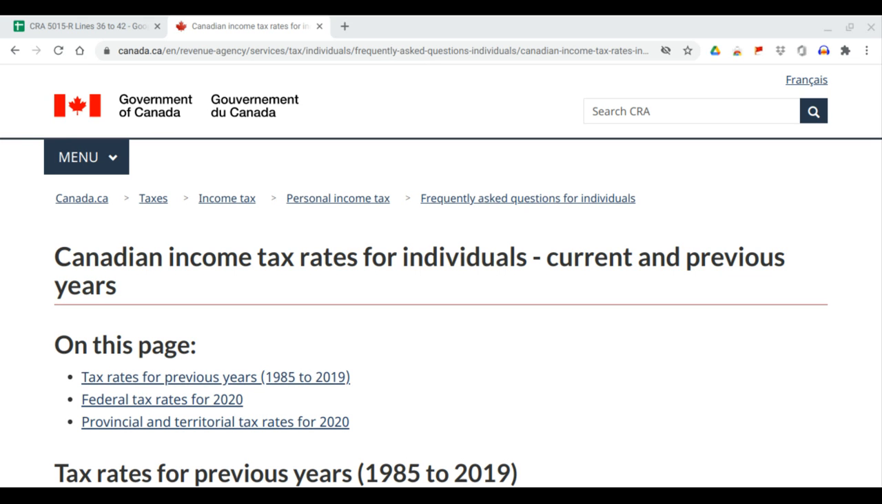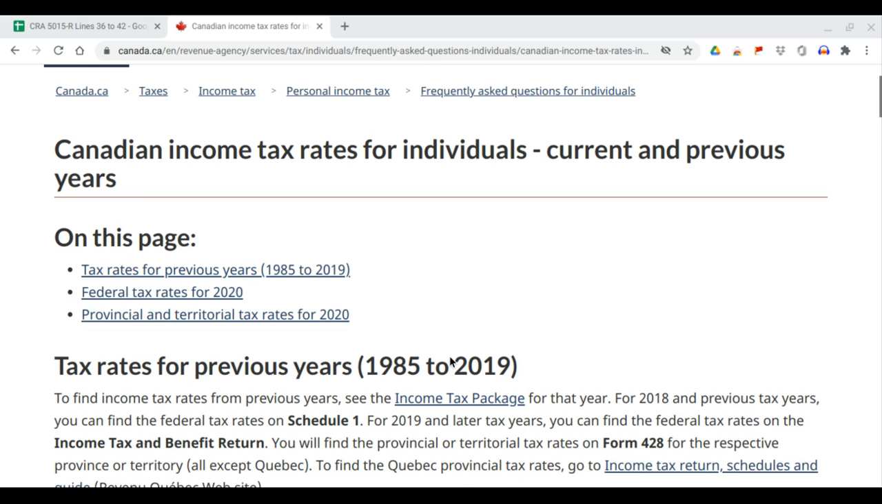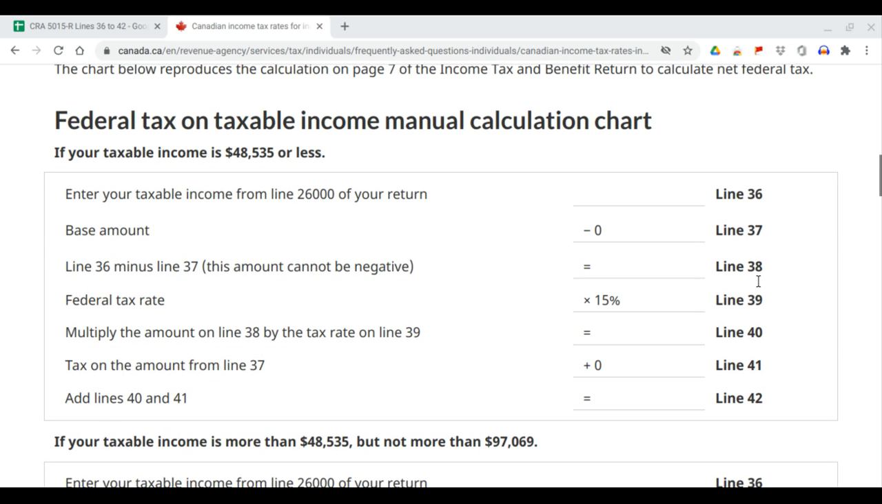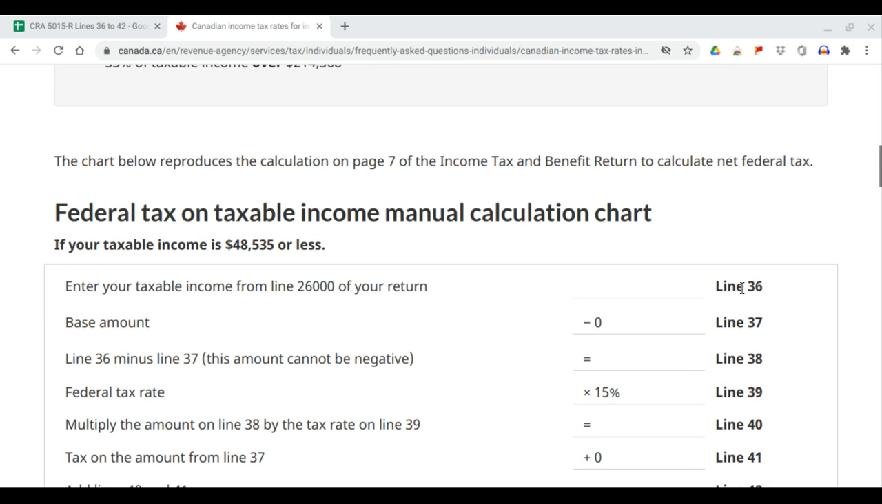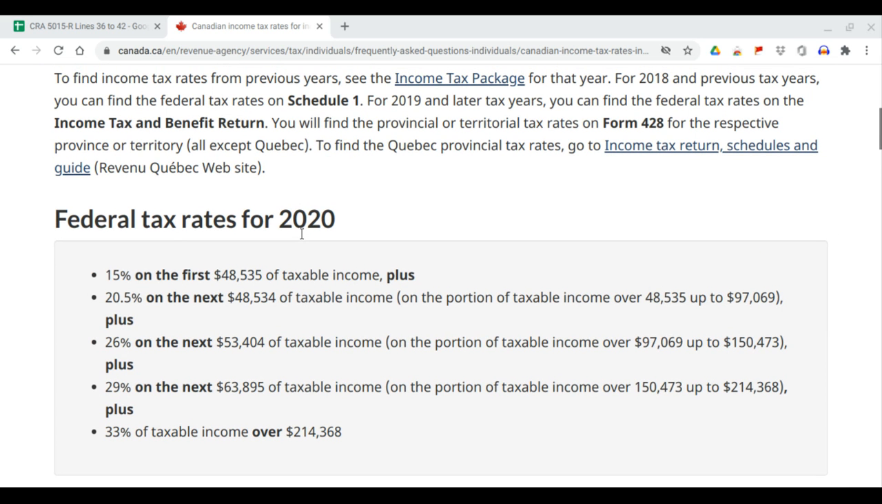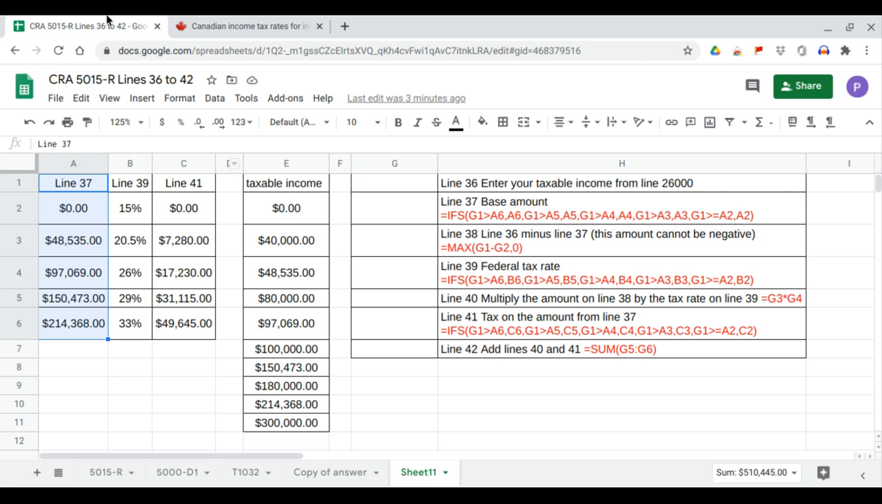In this video, we'll calculate the federal tax of lines 36 to 42. And here we have the tax brackets for taxable income. That's 15%, 20.5%, 26%, 29%, and 33%, which make up line 39.